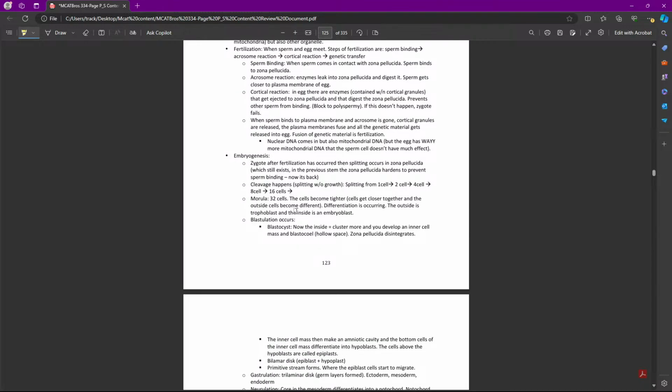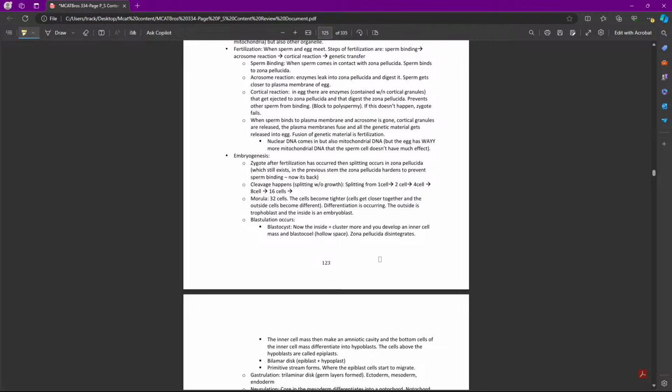So, embryogenesis. Embryogenesis is just development of the early fetus. So, the zygote after fertilization occurs from splitting and dividing. That cleavage happens, splits from 1 cell, 2 cell, 4 cell, 8 cell, 16. The morula forms at 32 cells. The cells become tight, and differentiation is occurring. The outside is trophoblast, and the inside is embryoblast.